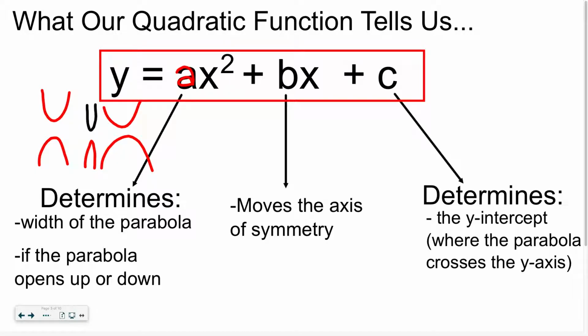If I notice that that number is extremely large, it's going to make my parabola skinnier because it's growing at a faster rate. If that coefficient is small, like a fraction, it's going to keep my parabola wide. It's not growing at a fast rate, whether increasing or decreasing.